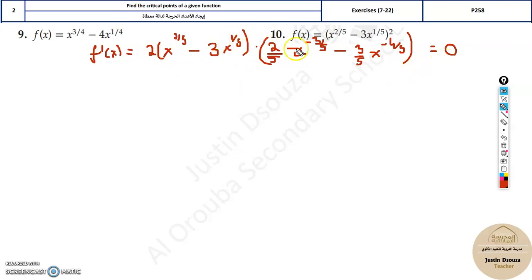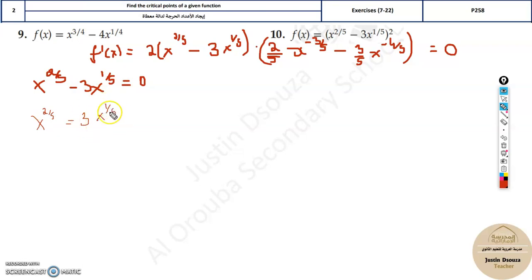Now, since you're multiplying two terms, this will be equal to 0 and this will be equal to 0. It's like that. So that's how we solve the critical numbers. Now, first, either this will be equal to 0 or this will be equal to 0, isn't it? So let's equate this: x^(2/5) minus 3x^(1/5) equals 0. And let me solve it. Let me take this to the other side. x^(2/5) equals, when I take minus to the other side, it'll be plus 3x^(1/5).